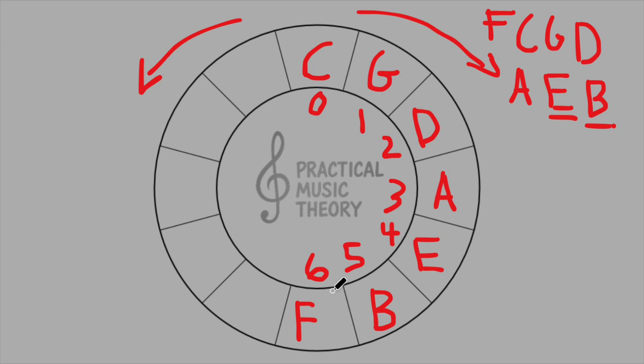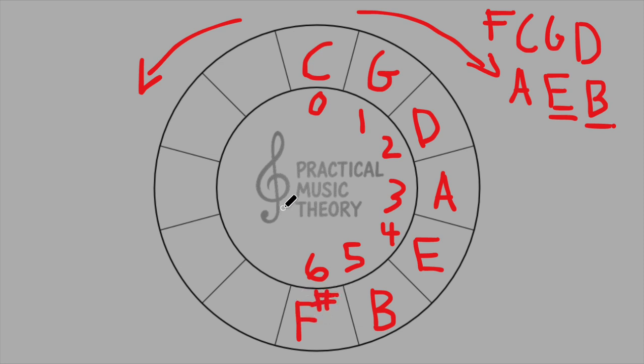No. Why? Because this key has 6 sharps. Does that key have an F sharp in it? Yes, because F sharp is the first sharp. And so this key that has 6 sharps is F sharp major, not F major.